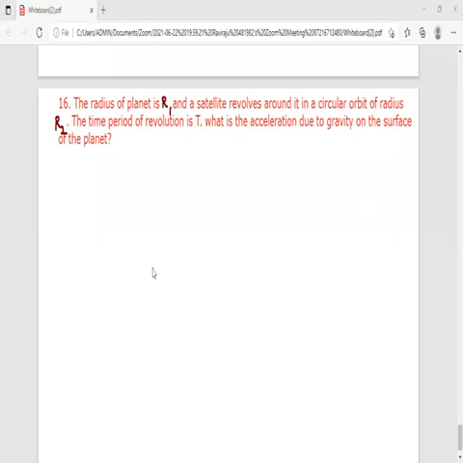Okay, see here. What is the general formula for T? You can write T square equals 4 pi square into R cube. Actually, R cube here, what is R? The radius of the orbit only. So that is R2. There only you should not confuse. That by G into capital M. That is the mass of the planet only.